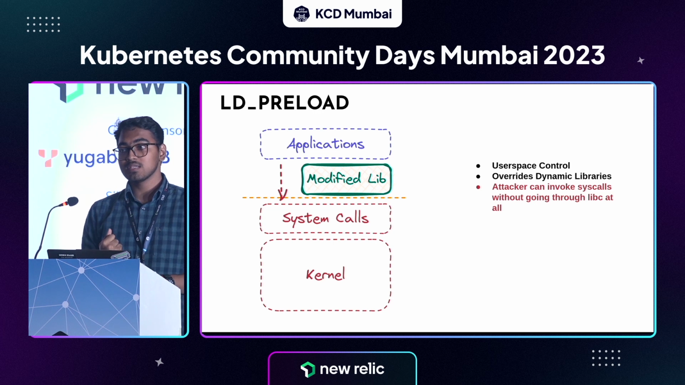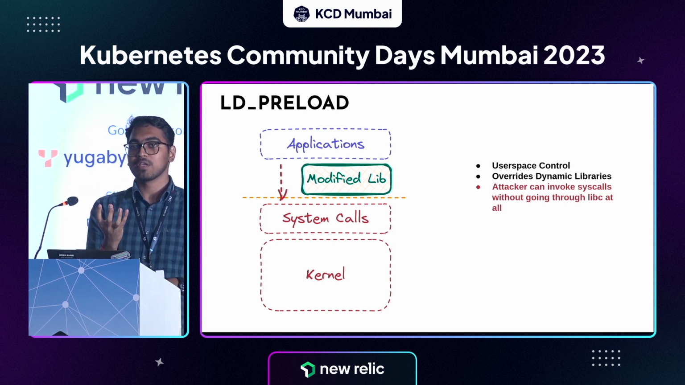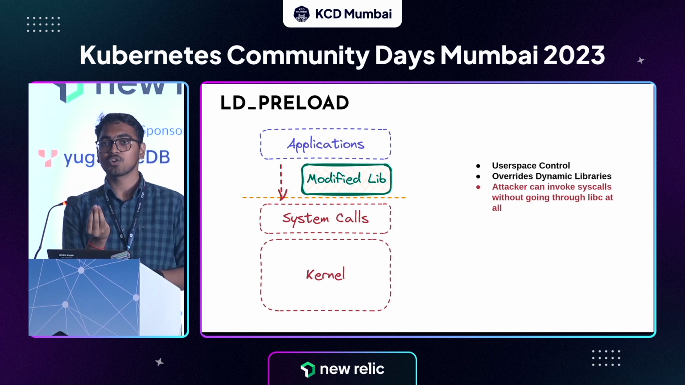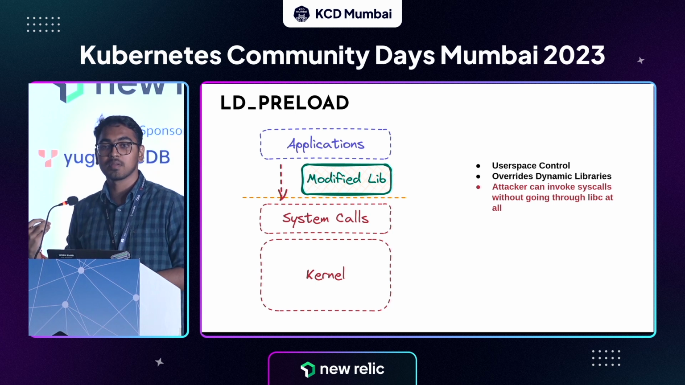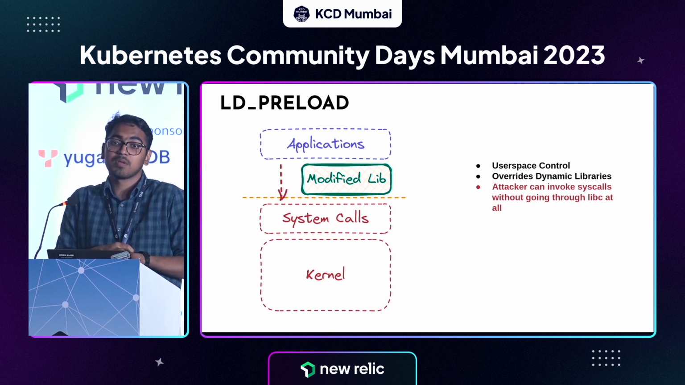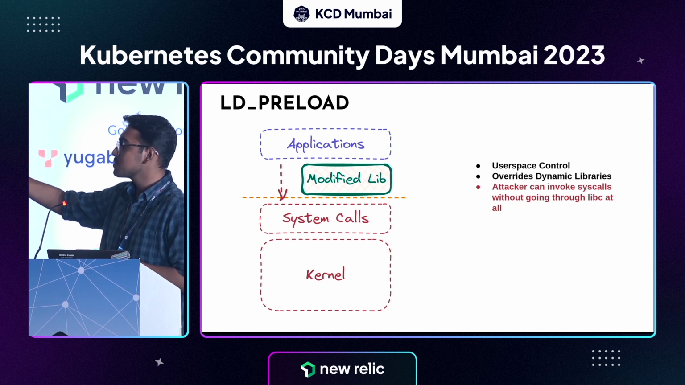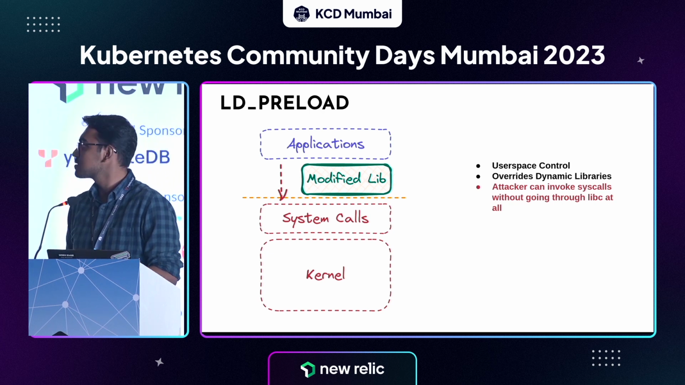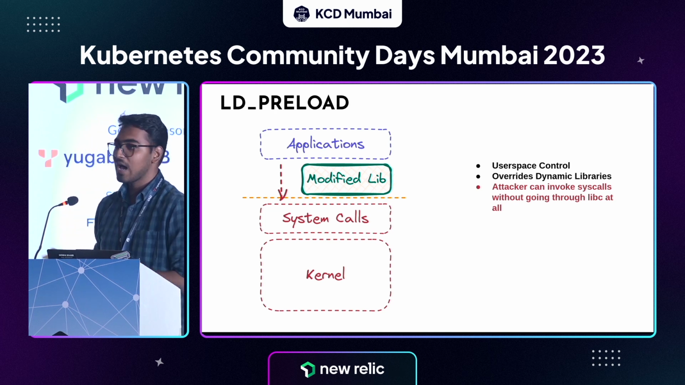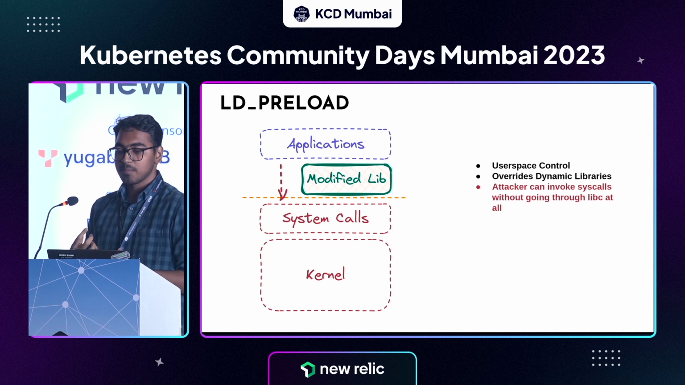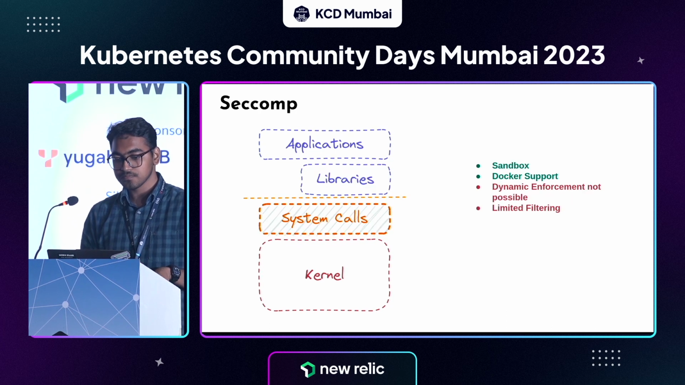But the problem here is that, for example, let's take Go applications. Applications built on top of Go are statically compiled, and they don't really use dynamic libraries. They contain the libraries in themselves only. So they can bypass this modified library and go ahead and access the system calls on the kernel. So we cannot really have LD_PRELOAD help us with enforcing security across the whole system.